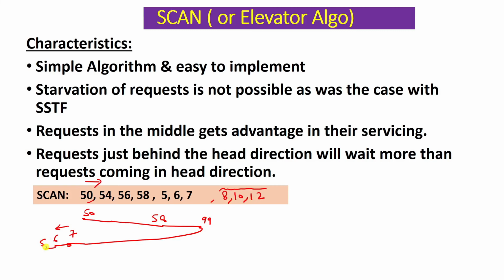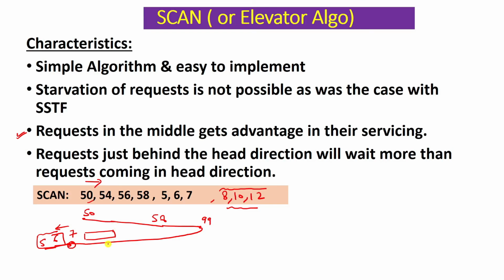So these requests are waiting, and the requests which are coming in the direction of the read write head will be completed in lesser time in comparison to these. Their turn, 6 and 5, will come before 8, 10, 12, because they came after we are at 7. So all the requests which come behind the read write head direction will have to wait more than the requests which are in the direction of the read write head. So this is another point related to this. Some requests are waiting more than other requests.